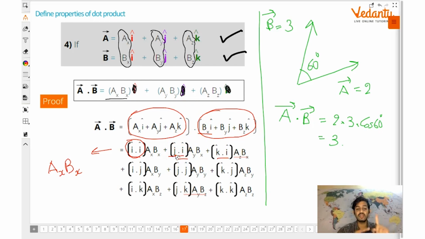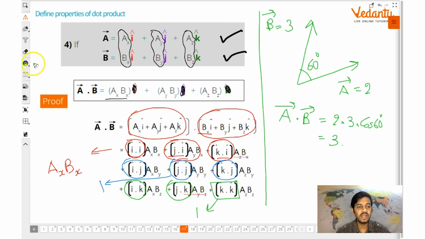j and i perpendicular, this term will be 0. k dot i again perpendicular, this term will be 0. Similarly, if you multiply the entire a vector dot product with by j cap, i dot j 0, j dot j 1, and k dot j again 0. Similarly for z, i dot k 0, j dot k 0, this term will be 1.